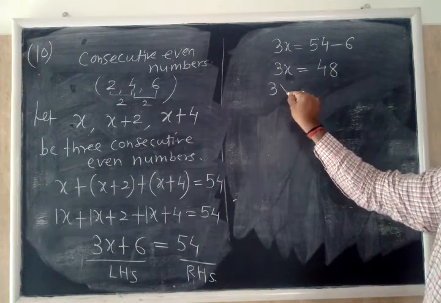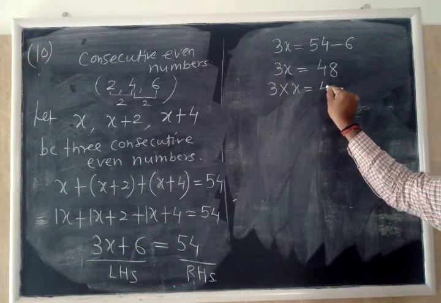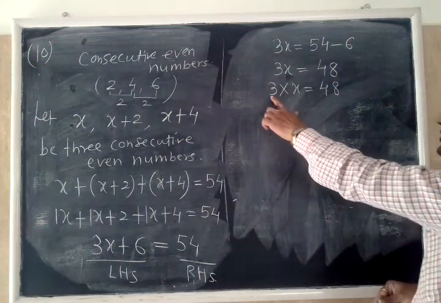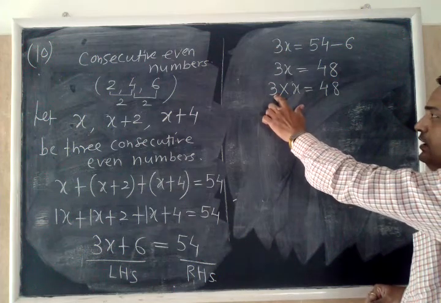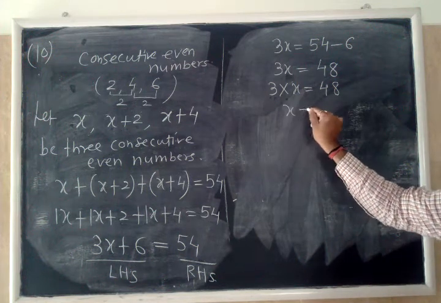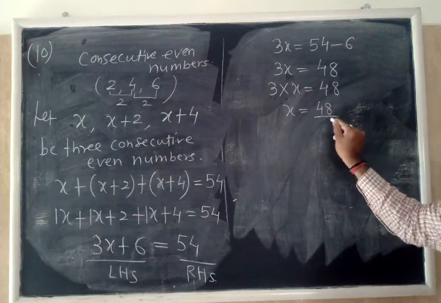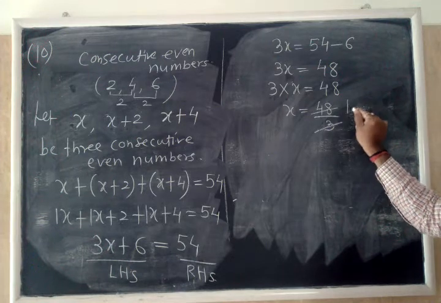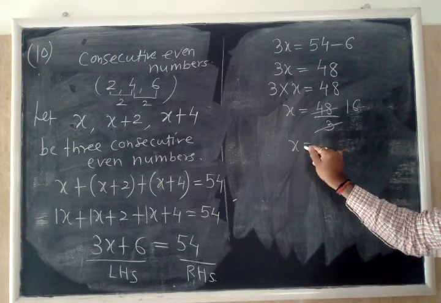3x means 3 into x. So now on the left hand side, 3 is there in the multiplication. So then I will take 3 to the right hand side, and it becomes division. 48 divided by 3, that is 16. So x is 16.